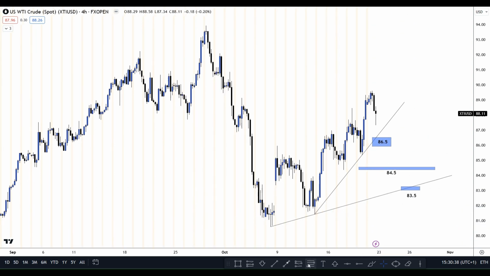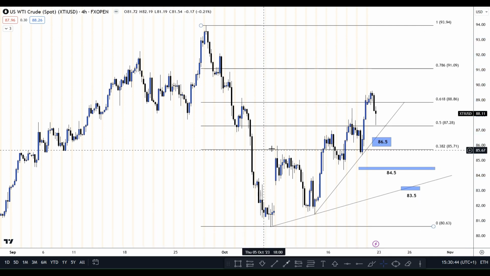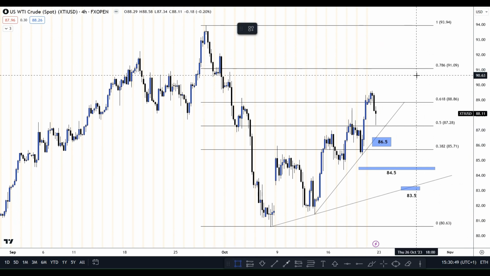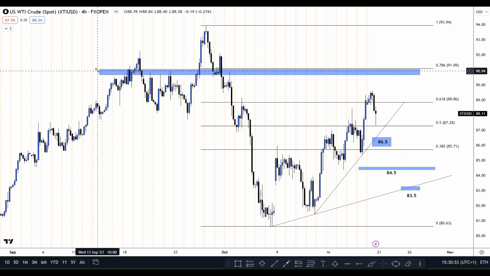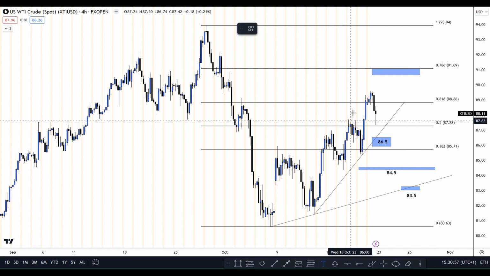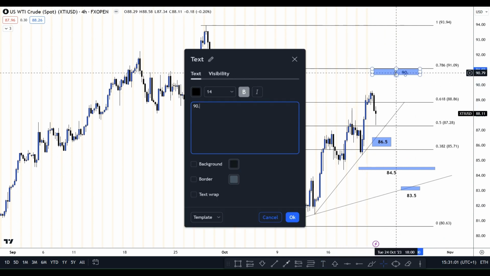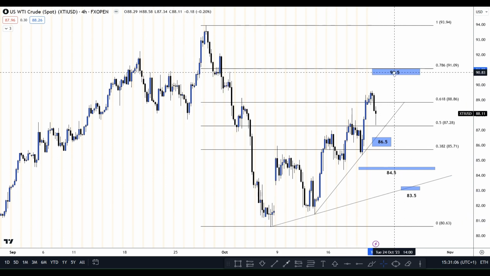Okay, and then finally, we need to find the areas of weakness. So we'll draw a fib from the top. As you can see, the 38 worked, the 50 worked, the 61 worked. So now let's look at the 78. What can we see? Big key level, multiple touches. So for that reason, I would be interested in shorts from that area, which is at 90, and we'll call it 90.5 with the buffer. Okay, so that would be it for oil.